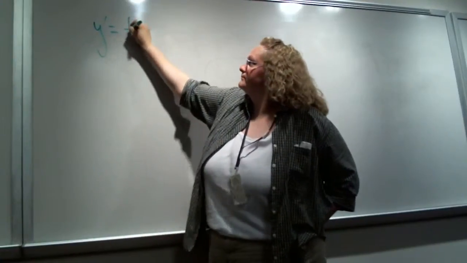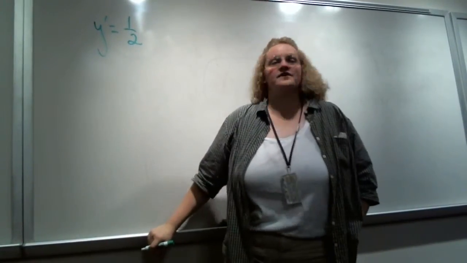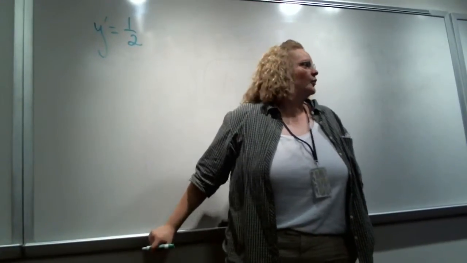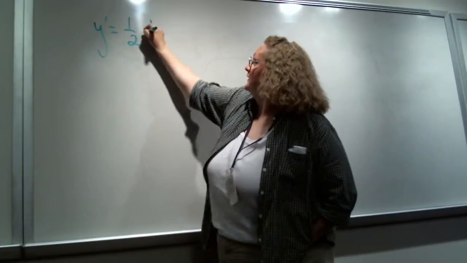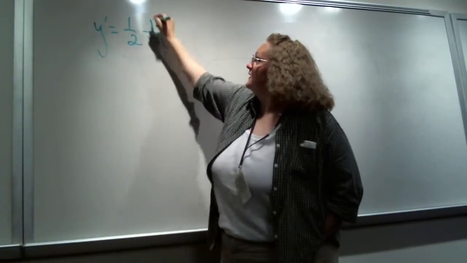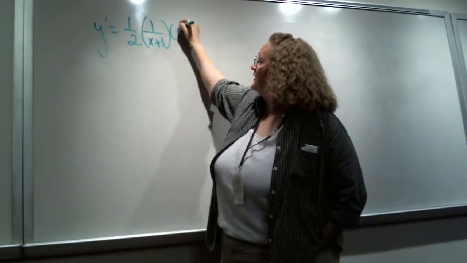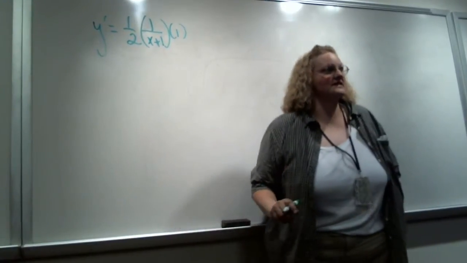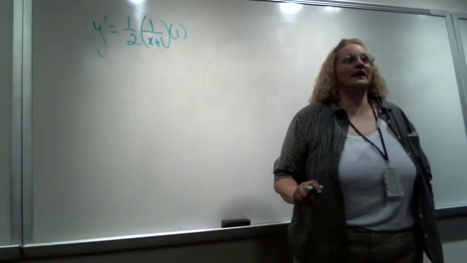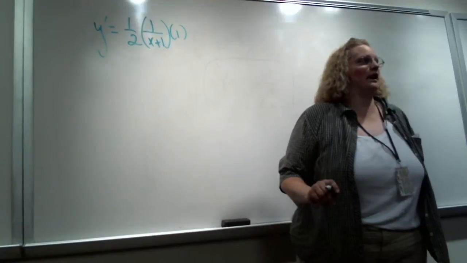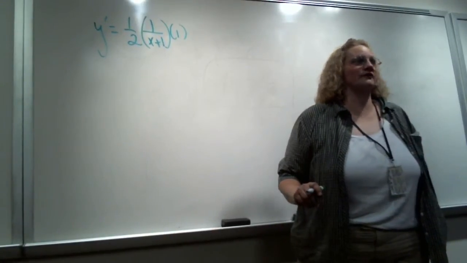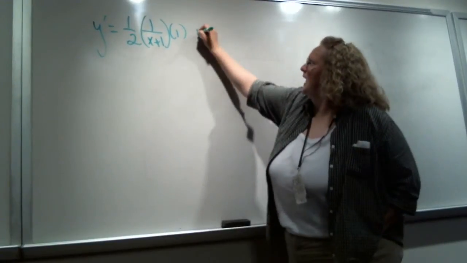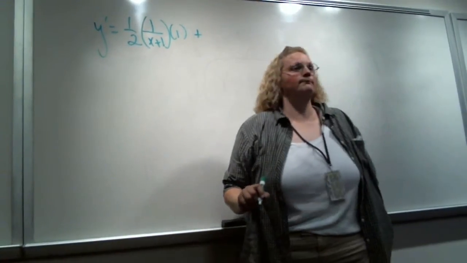Stays out in front. How do you differentiate the natural log of some stuff? 1 over the stuff times the derivative of the stuff, okay? Don't forget to take the derivative of the inside. Even if it is something as simple as 1, you leave it off one time, you're going to leave it off the rest, okay? Then, plus, now go to the next term.